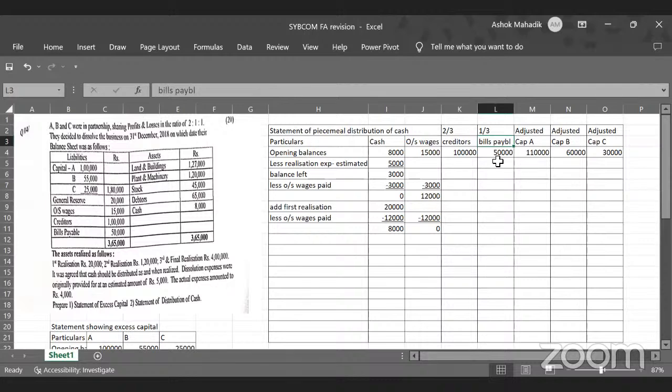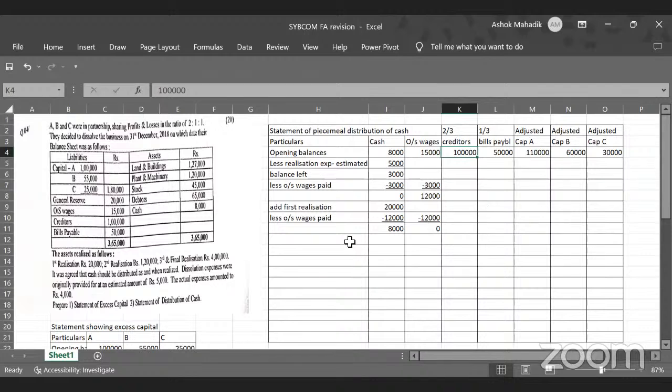Okay. See, once we are done with outstanding wages or salaries, we are left with two liabilities, creditors and bills payable. Both are unsecured. If any liability is secured, they will mention in the question that this is secured. So pay it first. Okay. That's something I'll teach you later on. Now these both are unsecured. So we can't give priority to any one of them. You have to pay them in proportion. So what is proportion of their amount? 1 lakh is to 50,000 means 2 is to 1. So 2 plus 1, 3. So out of 3, 2 shares belong to creditors and 1 belongs to bills payable.